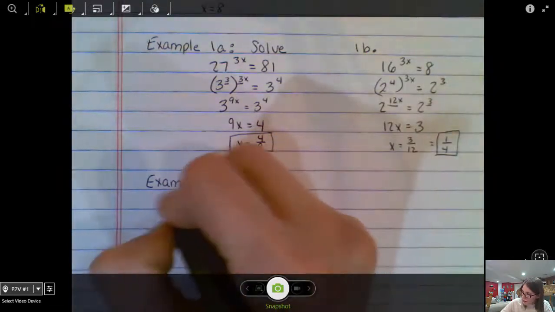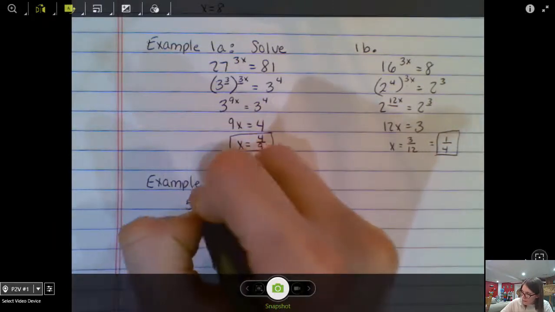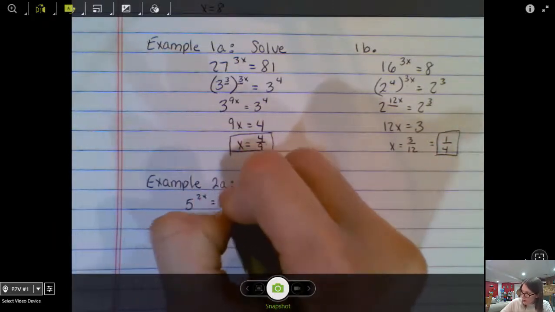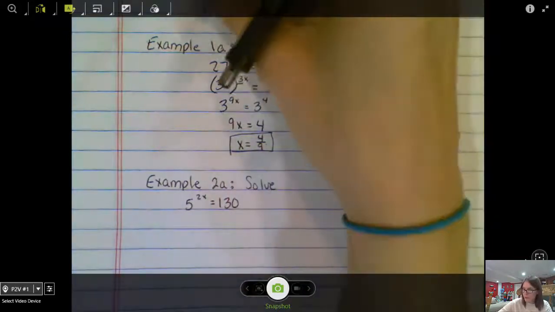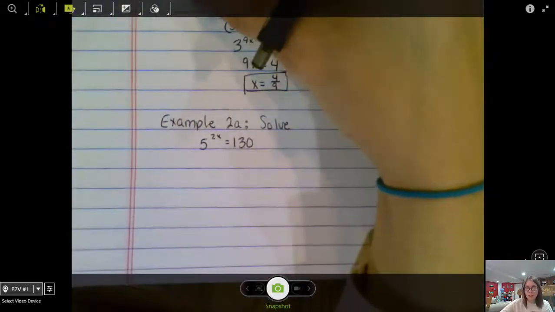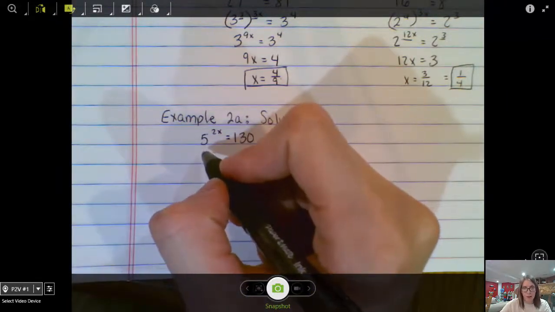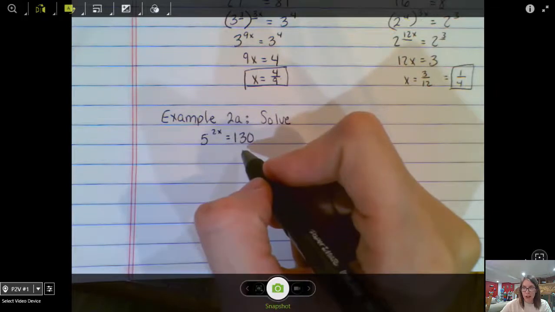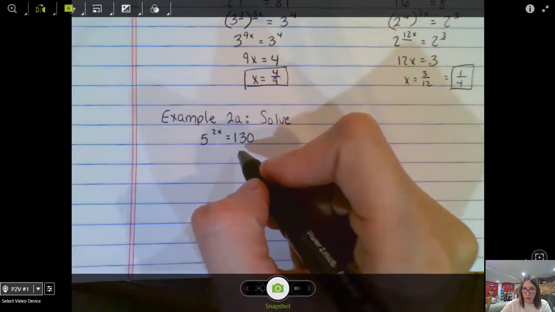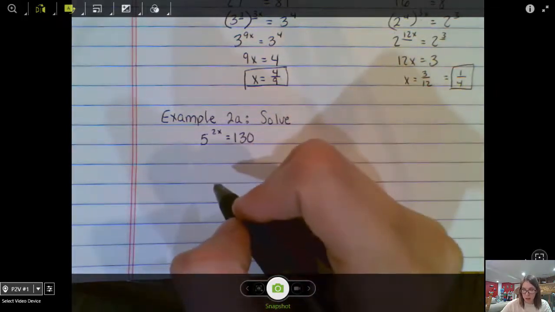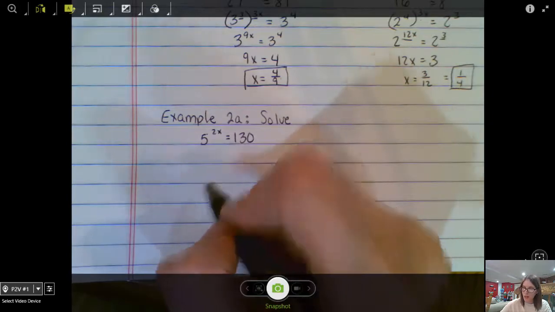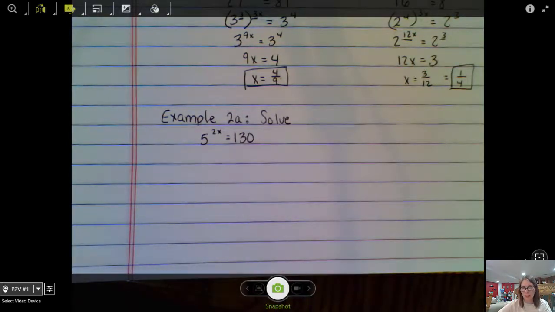Let's solve 5 to the 2x power equals 130. So I guess the first thing I see here is that the only way to write 5 is 5 to the first power. And 130, I can't write as 5 to a power. So we can't use that same strategy. Well, what can we do?